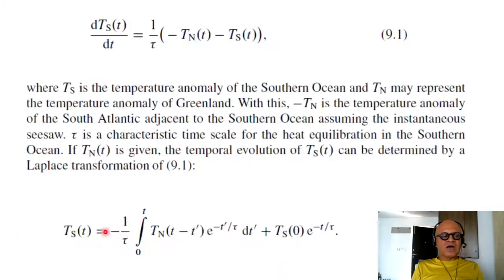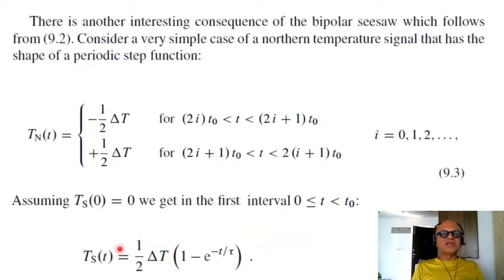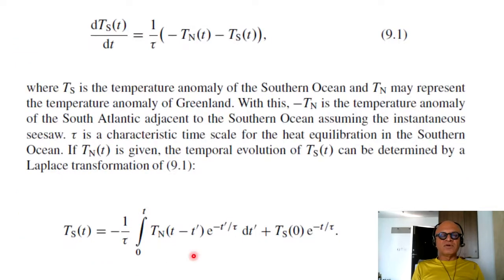When tau is order 1,000, it works, but in the full ocean GCMs, this is a simple model. In a full ocean GCM, the time scales are more like 200 to 300 years, so you still have to explain why there is such a big difference between the time scale of heat equilibration between the northern and southern hemisphere in the simple model versus the ocean general circulation models, right? There is another interesting consequence of the bipolar seesaw which follows from the equation we saw here.